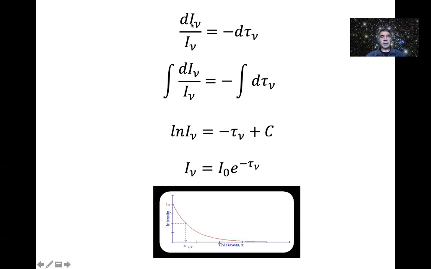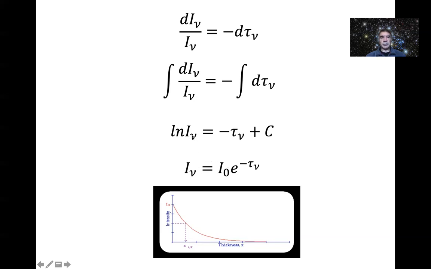So we've now got dI over I equals minus d tau, and we can just integrate both sides. The integral of 1 over I is just the natural log of I, and the integral of d tau is just tau. We're bringing the minus sign with us. As always, there's a constant of integration, which I'm going to characterize here by an initial intensity coming into the medium. Again, not too worried about that.